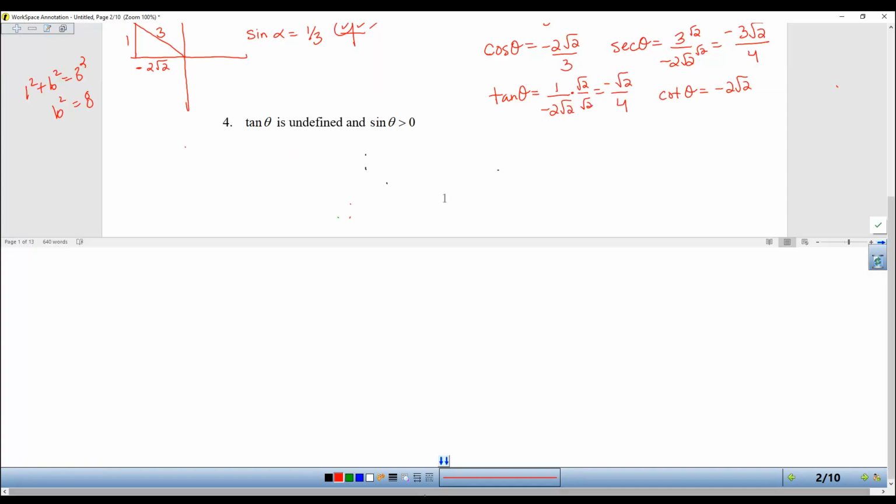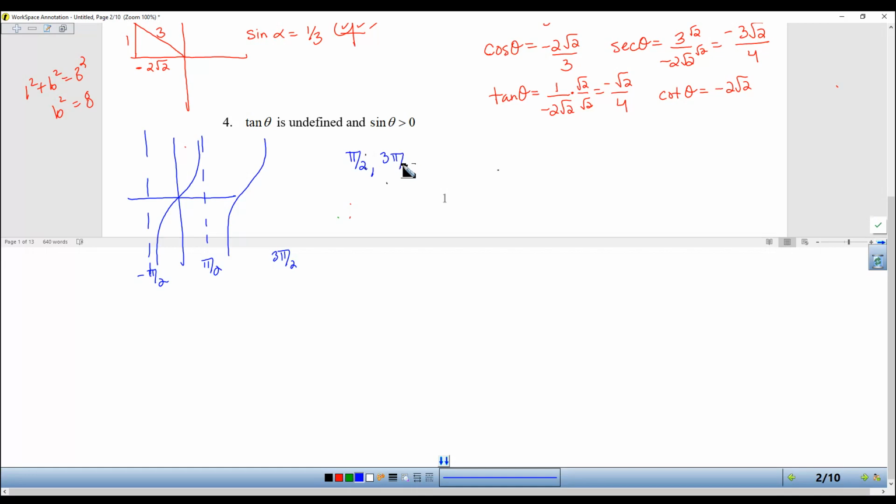Next one. Tangent of theta is undefined. So there's a bunch of ways to think about that. Personally, I would use the graph. Tangent looks like this, which means at pi halves, and then at all the pi halves after that, 3 pi halves, negative pi halves, there's an asymptote there. That's where it's undefined. So on the unit circle, that would be pi halves and 3 pi halves.